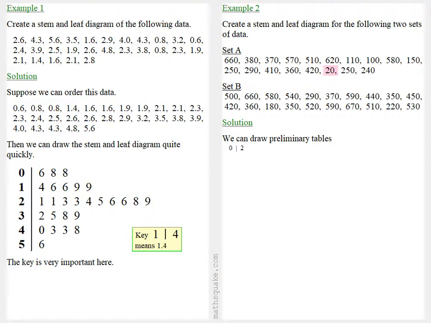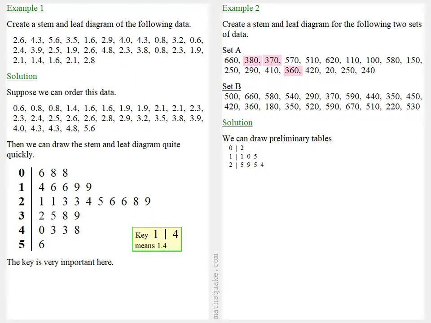Now the smallest number in the first list is 20, and if we ignore the 0 at the end, that's just 2 or 02. If we look at the numbers that are in the hundreds, they are 110, 100 and 150. So that is 11, 10 and 15. If we look at the numbers that are in the 200s, that's 250, 290, 250 and 240. So if we ignore the zeros, that's 25, 29, 25 and 24.